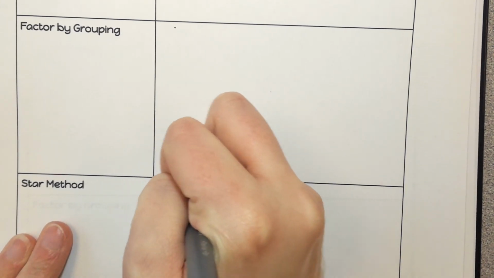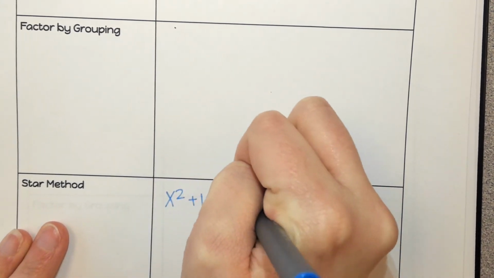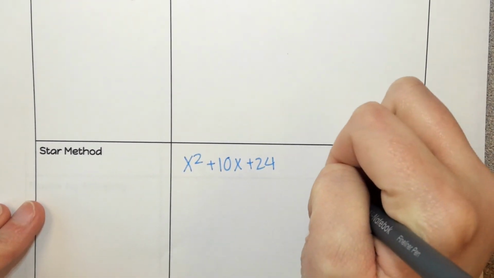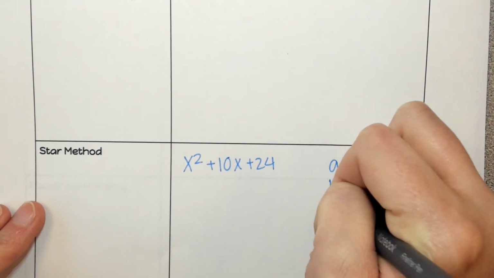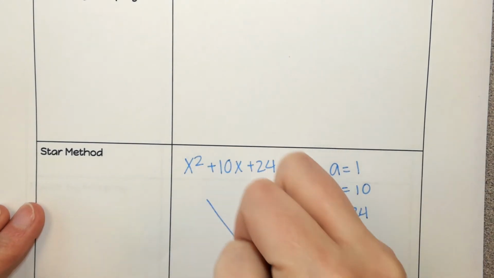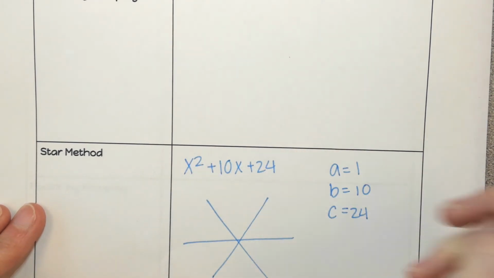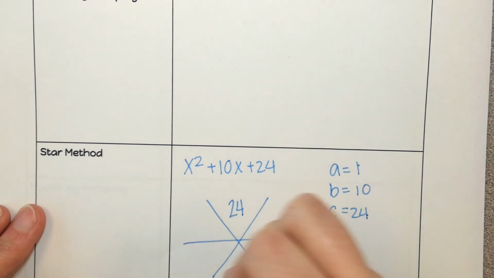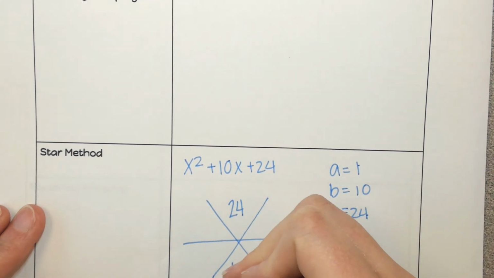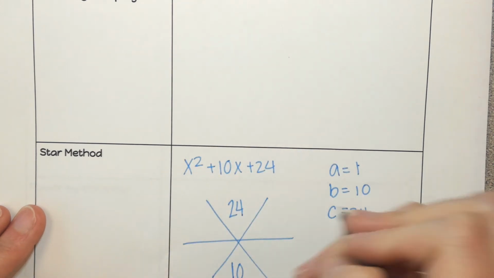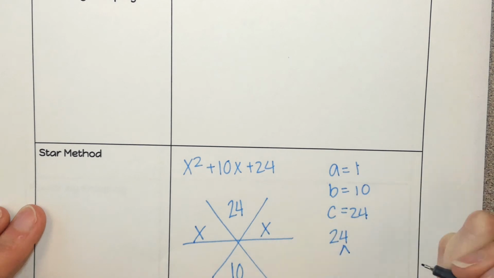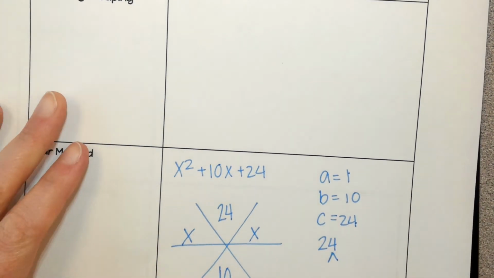So we have x squared plus 10x plus 24. So if we do the star method, we need to know that A is 1, B is 10, and C is 24. We make our star. In the top is A times C, which is 24. On the bottom, we have B, which is 10. On the top, we have Ax, so that's just 1x and 1x. We need factors of 24 that add to give us 10.